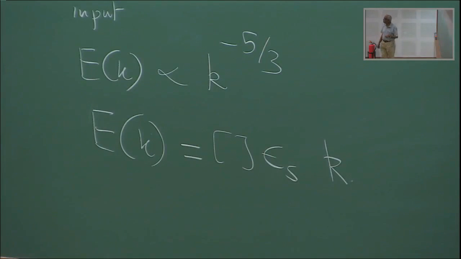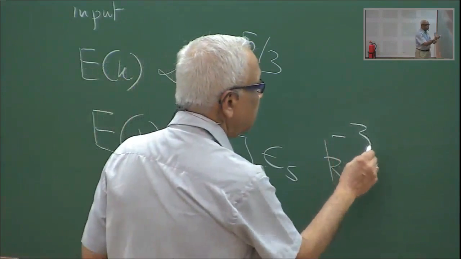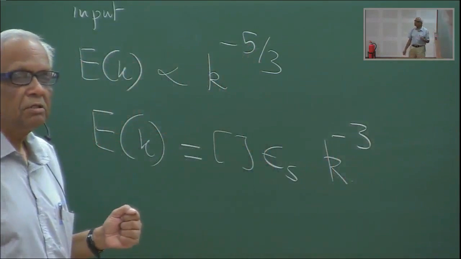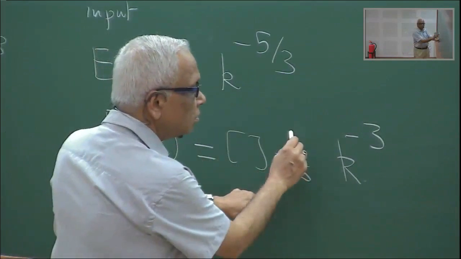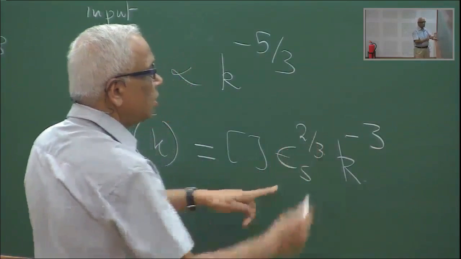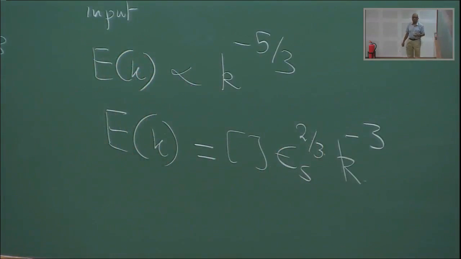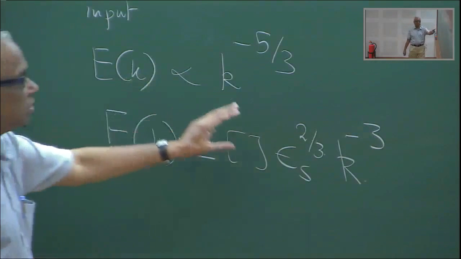Pardon? K raised to the power minus 3 and epsilon s raised to the power? Pardon? 2 by? So epsilon s to the power 2 by 3, k to the power minus 3. So big difference between this and this.